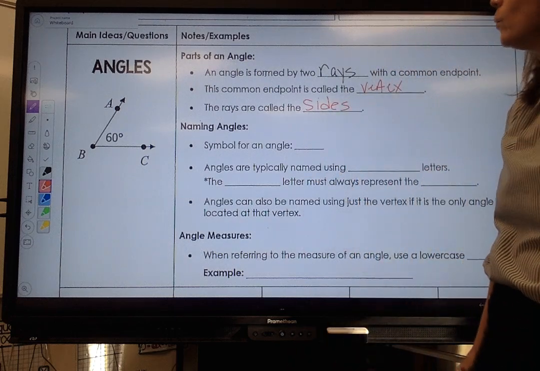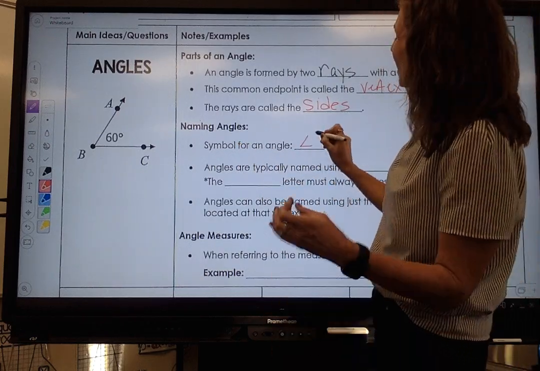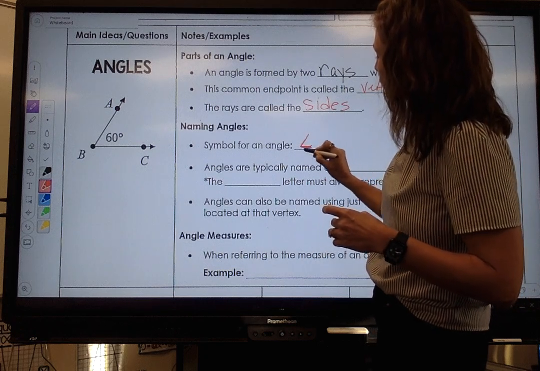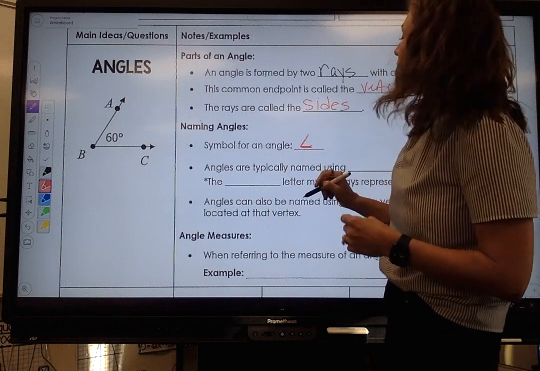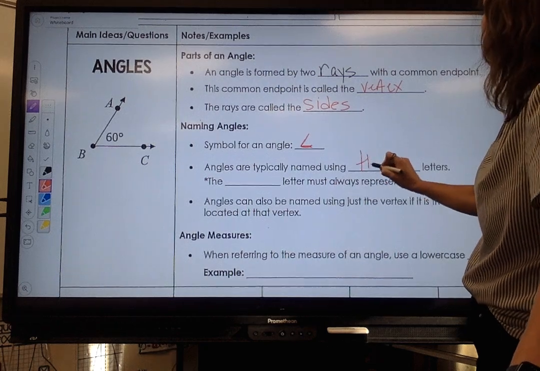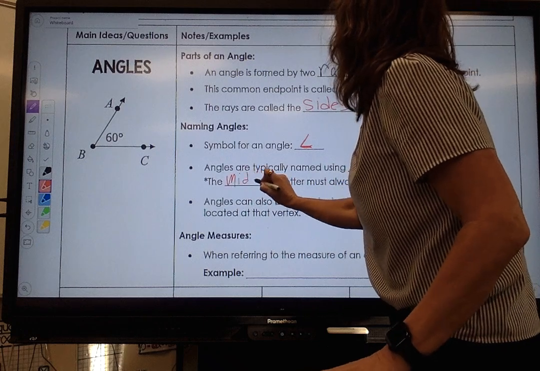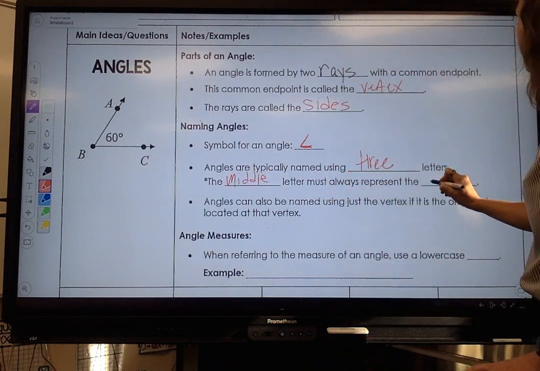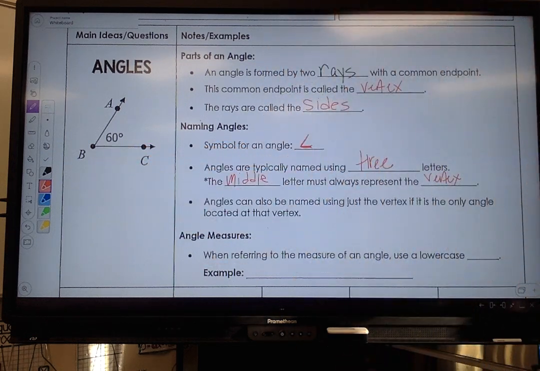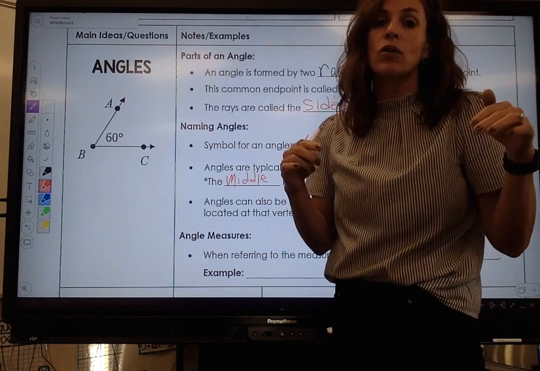When we name angles, the symbol for an angle looks like a less than sign, except the angle, this line right here, is parallel to this horizontal line. Angles are typically named using 3 letters. The middle letter must always represent the vertex. And remember, where is the vertex? It's right here.